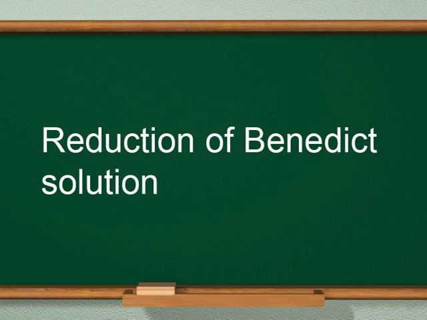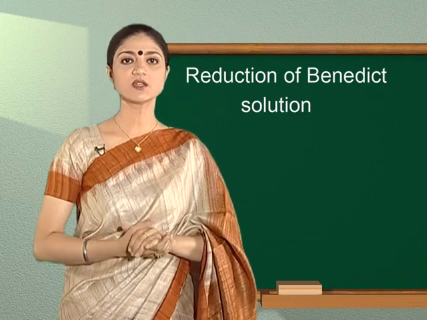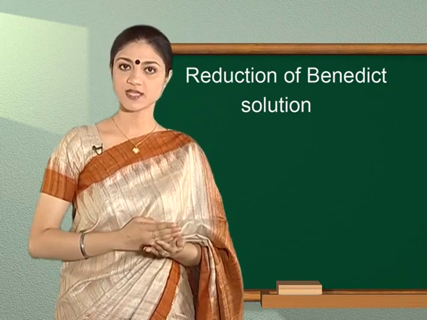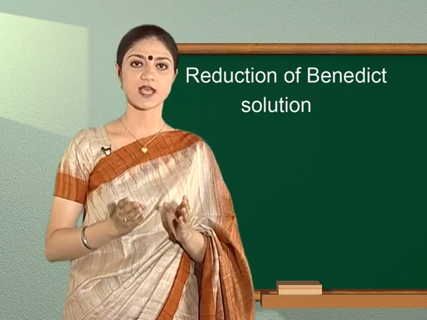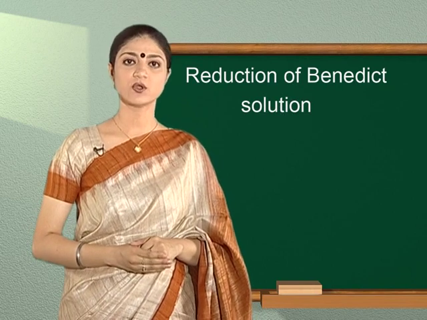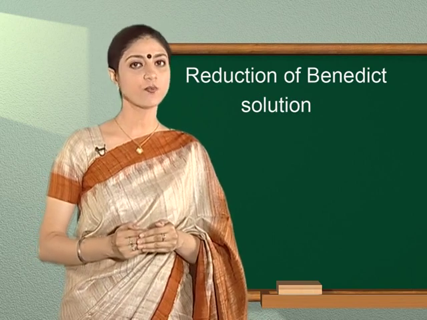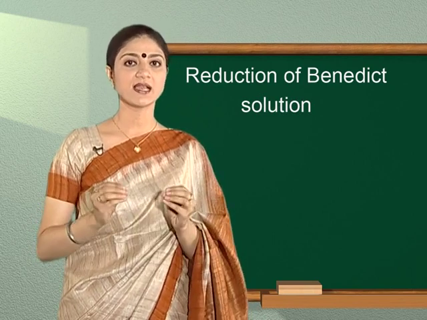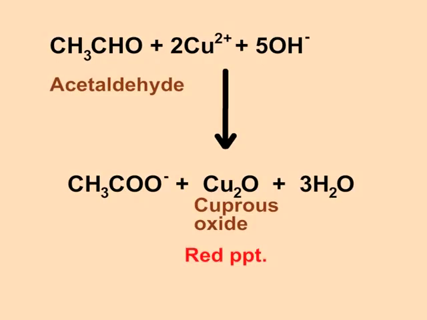Reduction of Benedict solution. When an aldehyde is heated with Benedict solution, which is a solution of copper sulfate, sodium citrate and sodium carbonate, a red precipitate of cuprous oxide is formed. Benedict solution is a citrate complex of cupric ions and provides the cupric ions which combine with aldehyde in the alkaline medium as shown on the screen. Acetaldehyde reacts with cupric ions and hydroxyl ions to form acetate ions, cuprous oxide and water.